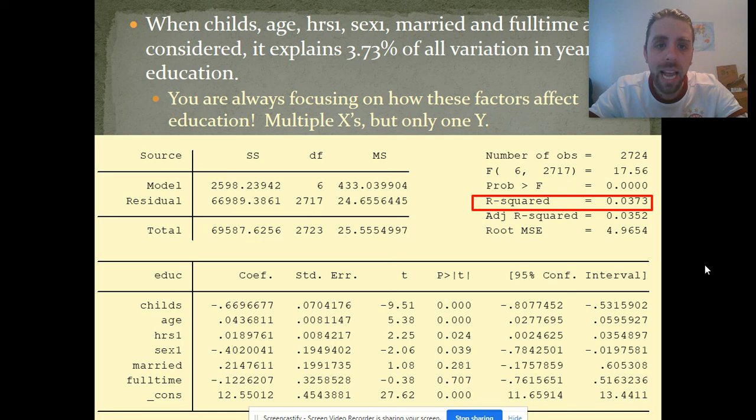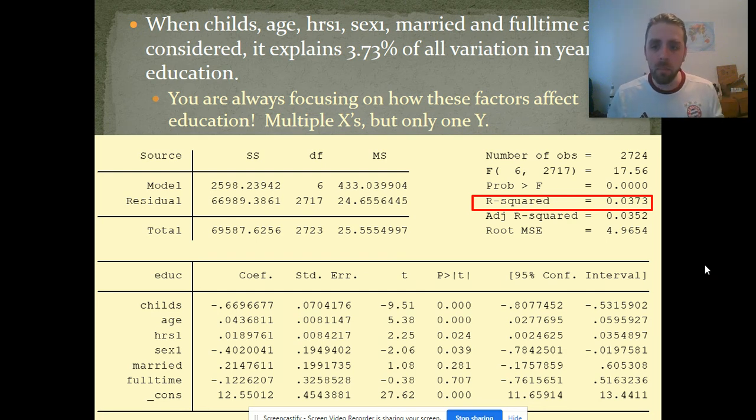When child's age, hours worked, sex, marital status, and full-time status are considered, it explains 3.73% of all variation in years of education, because I am focusing on how all these factors in the aggregate affect the dependent variable. Okay, so the key thing to keep in mind here: multiple x's, but only ever one y. So let me just reiterate the 3 big problems that I saw.